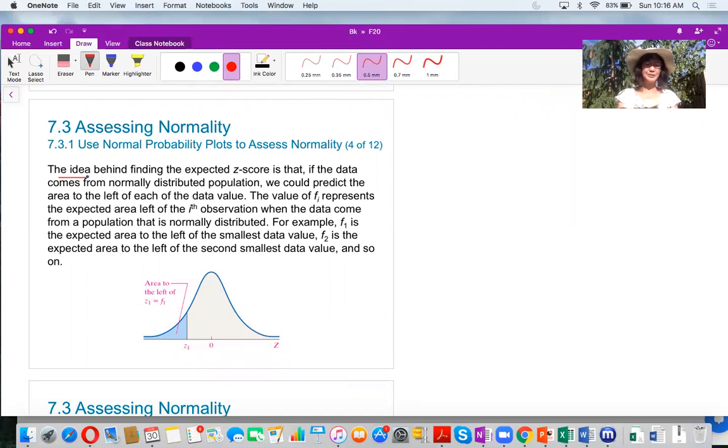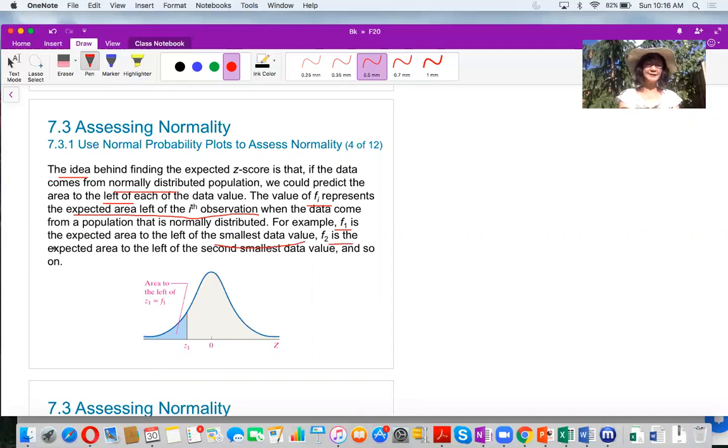So I already explained this one. The idea behind finding the expected Z value is that if the data comes from a normally distributed population, we would predict the area to the left of each data value. The value Fi represents the expected area left of the ith observation when data come from a population that is normally distributed. So for example, F1 is the expected area to the left of the smallest data value.